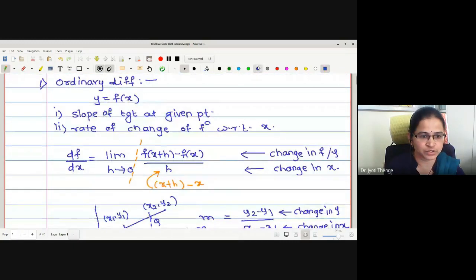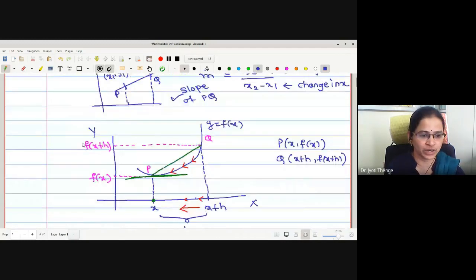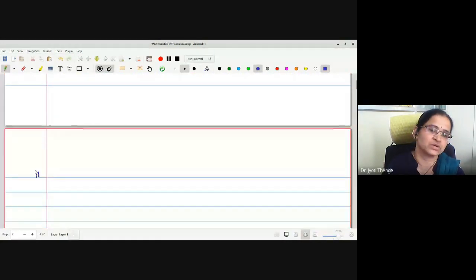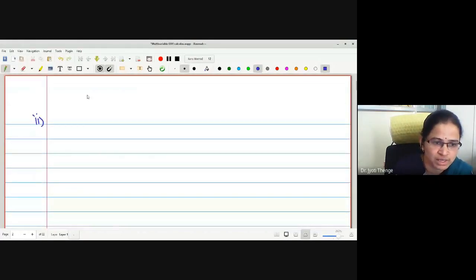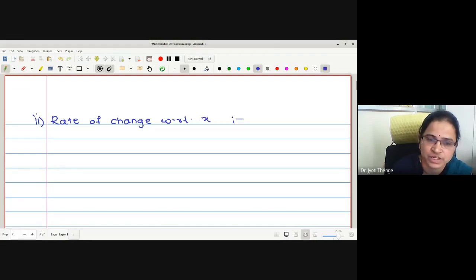This is the explanation of point number 1. Now let me explain point number 2, how this is going to give us the rate of change. I have taken a small example and we will discuss it now. We will try to understand how it is the rate of change with respect to x. Let me just repeat the definition.